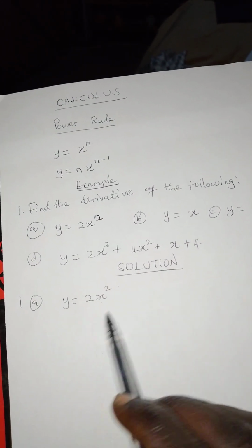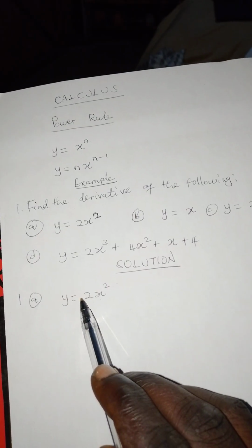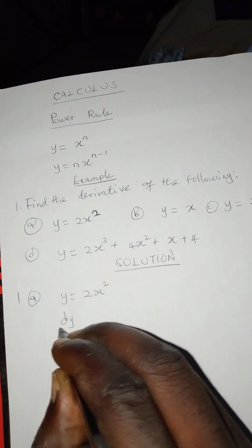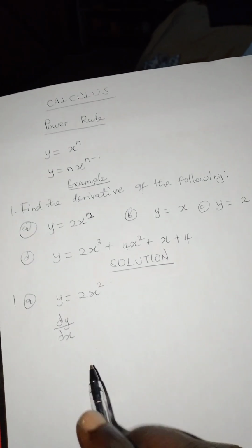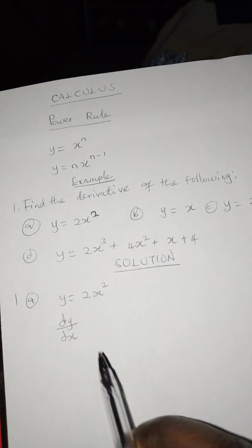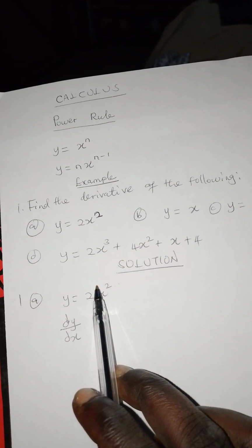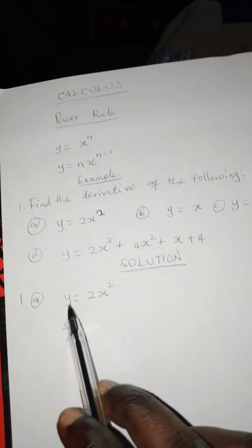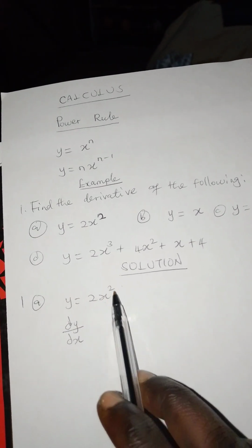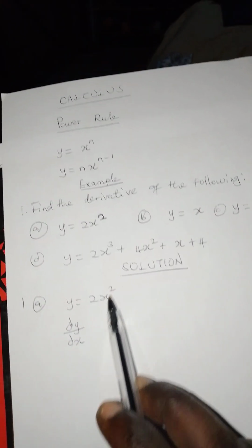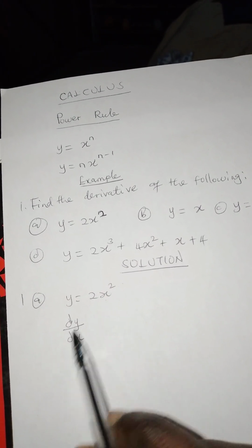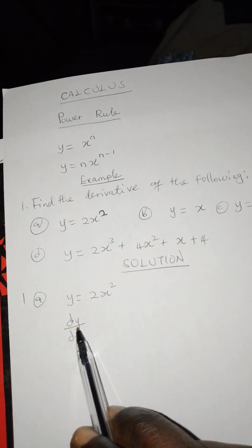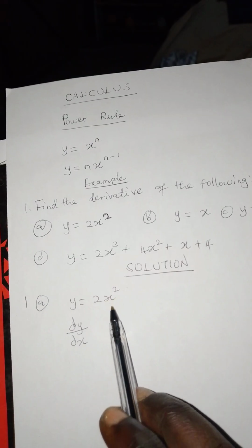Now if I want to differentiate this, I'll drop this power here. So I'll write dy/dx. Why am I writing dy/dx? It means I'm finding the gradient of this equation. I've written dy because the first letter here is y, then is equal to 2x squared. Because there is a variable x, I'm writing dx. If here it was v, it would have been dv. If here there was a t, it would have been dt.